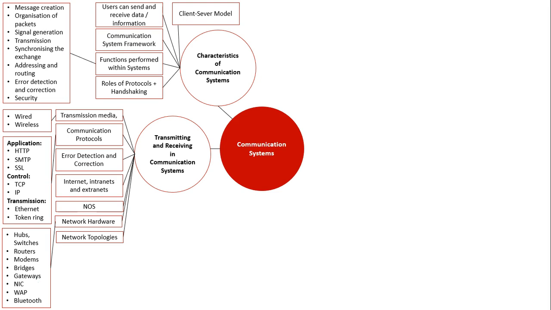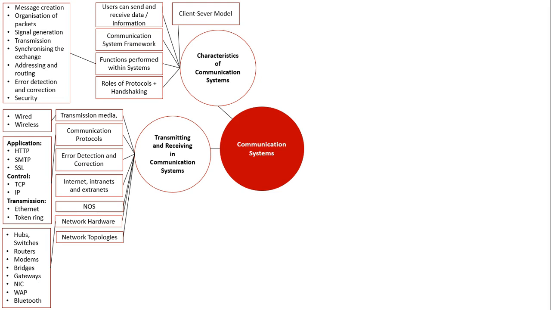We have a modem for modulating and demodulating an analog signal into a digital signal and vice versa for when using the phone lines for using the internet. Bridges and gateways, which are used for connecting networks together. A bridge connects networks using the same protocol, and a gateway connects networks that are using different protocols.